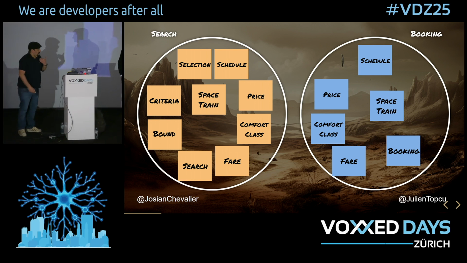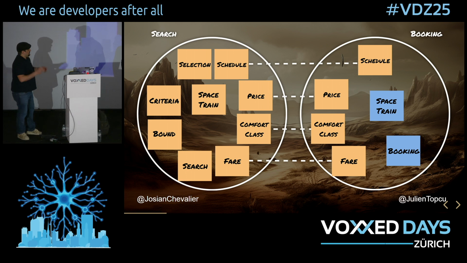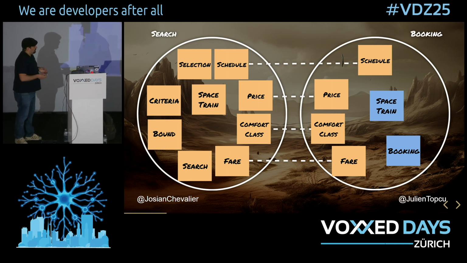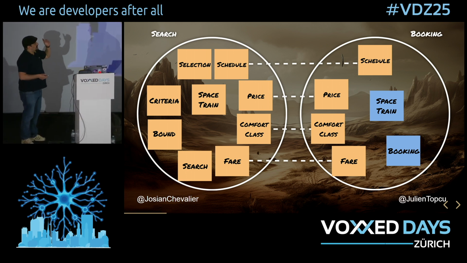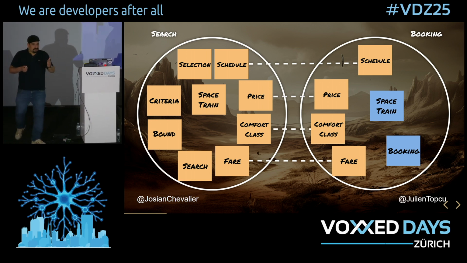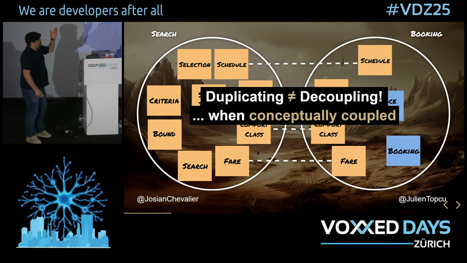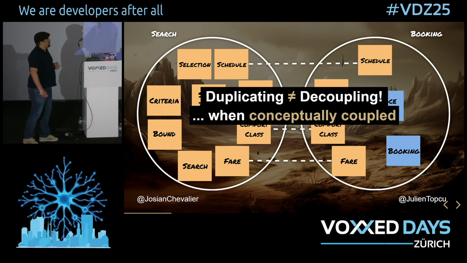This is a schema. Because in our case, the schedule, the price, the comfort class, and the fare are exactly the same from a functional standpoint. So you cannot be sure in the future that they won't need to evolve the same way in both cases. For example, the galactic time zones. This is a real pain to implement. You agree? Yeah. You really want that to be made twice, in the schedule of the search and in the schedule of the booking? Okay, I have to admit this one is a pain in the ass. Exactly. So duplicating does not necessarily mean decoupling when the things are conceptually coupled, just like here.